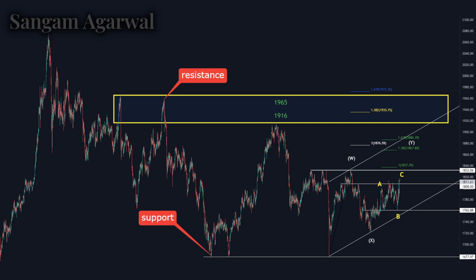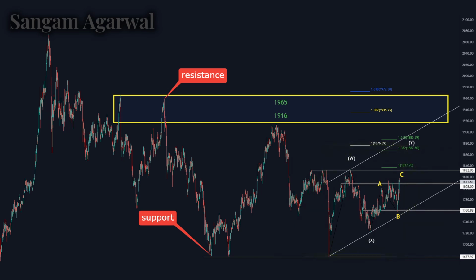If we zoom out on this H4 time frame, then we see 1677 our support and 1916 and 1965 our resistance zone. Right now we are in a WXY wave, started from 1677. Wave W made retracement up to 1721, then wave Y started. Wave Y is subdivided into ABC waves. Wave Y has not made its 100% projection or a new higher high. 1677 was the bottom of this complete wave and 1721 was the retracement.